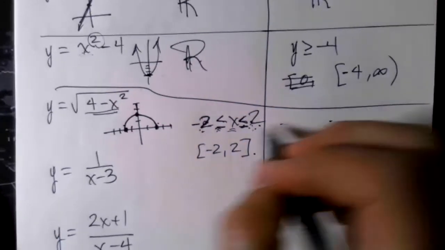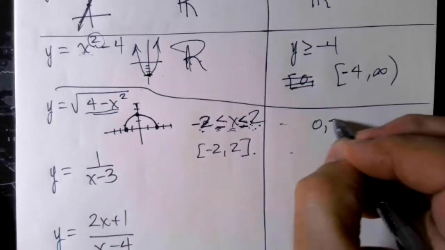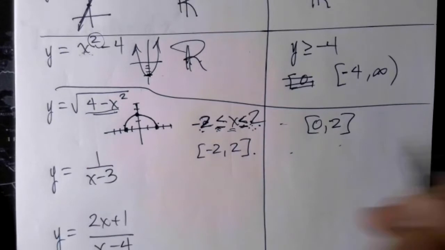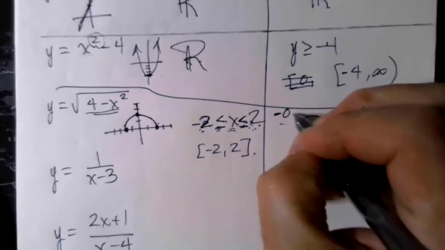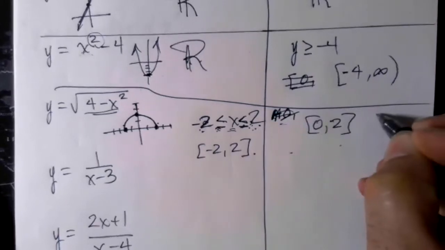All right, moving on. Now the range only goes from 0 to 2, and it does include both. Or if you're going to use the inequality notation, why did I do -0? That is just silly. All right, let's try this again.